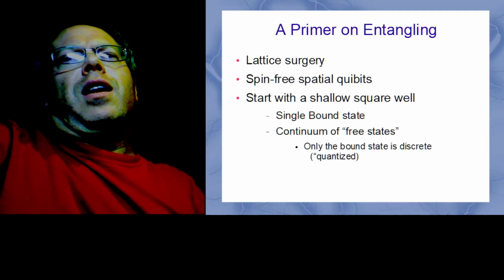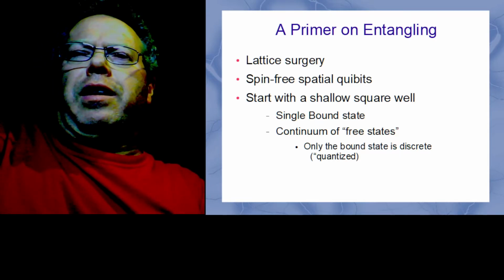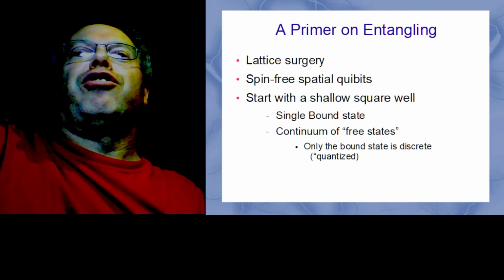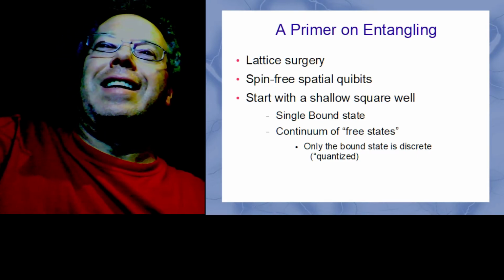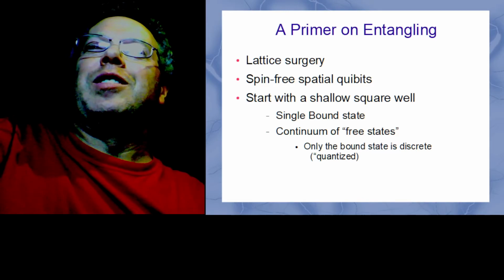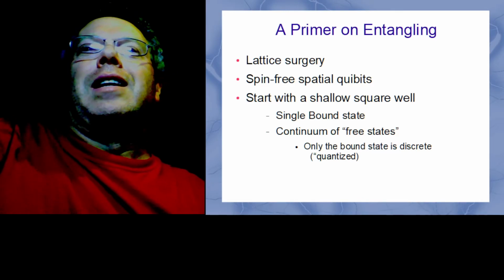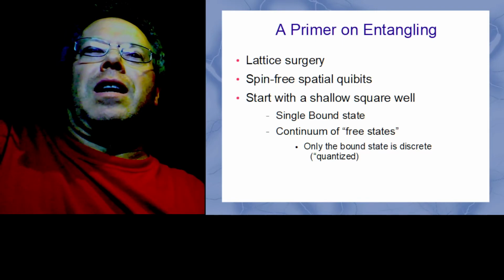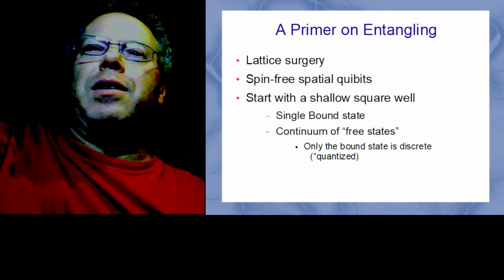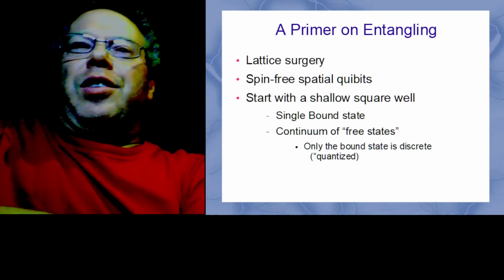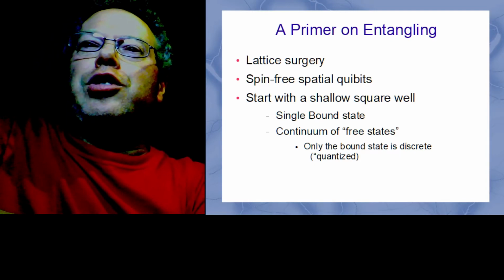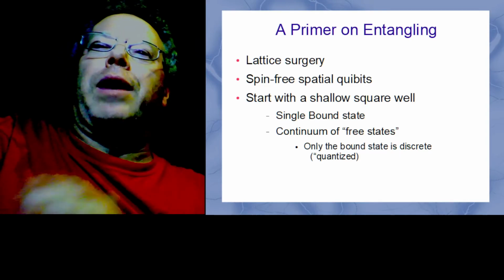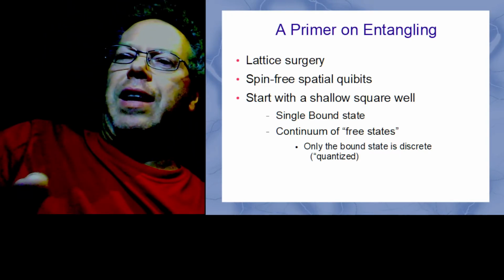So I'm going to do a little example. I love lattice surgery, if you know what that is. It's one way of generating entangled structures, but I'm not going to talk about it. I'm going to talk about a kind of qubit that doesn't have anything to do with spin. And I call these synthetic qubits. So I want to start with a shallow square well, something that just has a single bound state and then a continuum of free states.